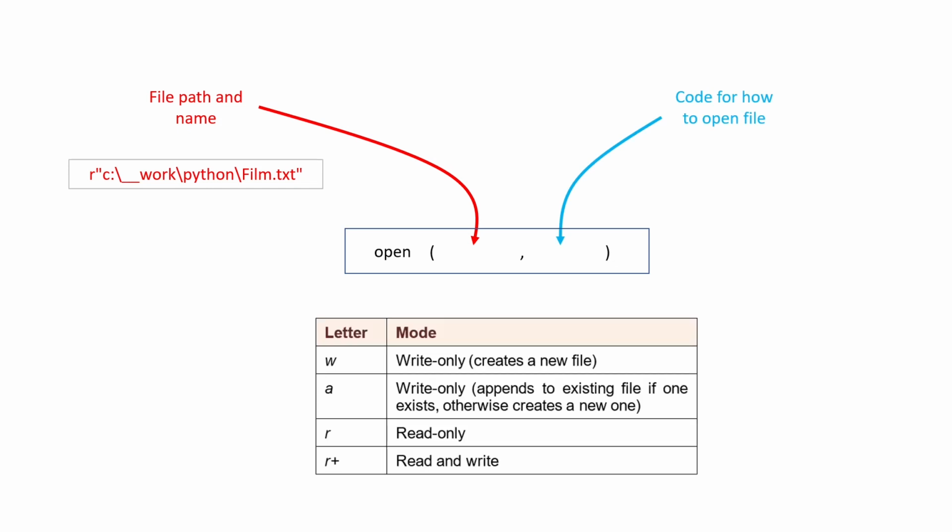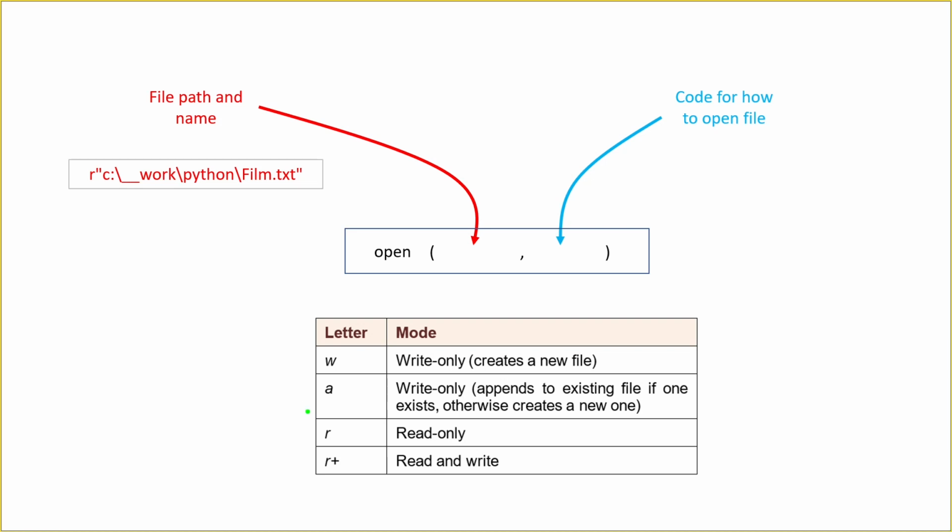And there are four main possibilities which are listed at the bottom there. W means you're writing to it. A means you're writing to it, but you're appending onto the end rather than creating a new file each time. R means you're reading only. And R plus means you're reading or writing to it. There are a few other options to do with binary files, but for the vast majority of people, that's all you'll need. The default is R. So if you leave the argument out, it will assume that you're reading the file. So with all that in mind, let's look at some examples.